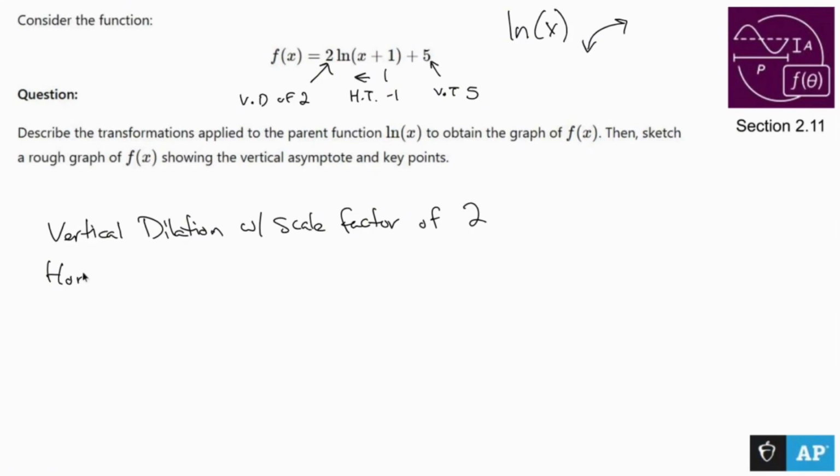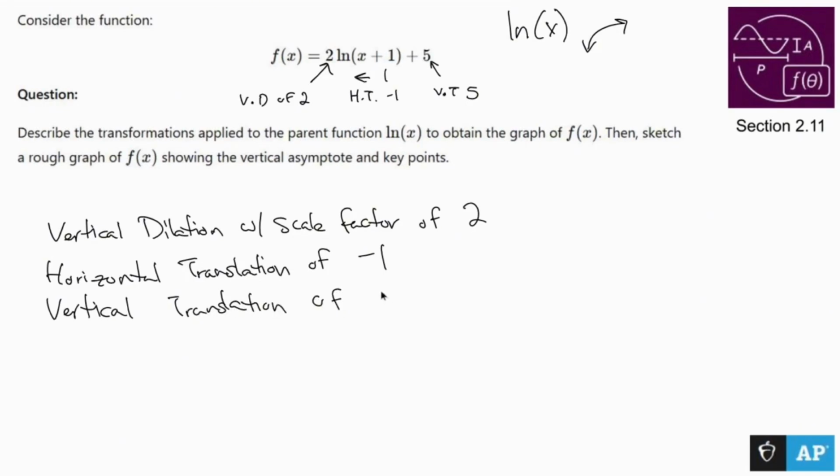They want you to say horizontal translation of -1. And they want to see the words vertical translation of 5.